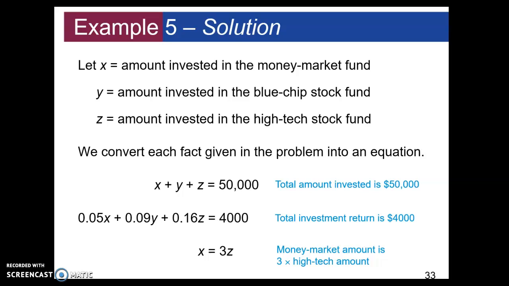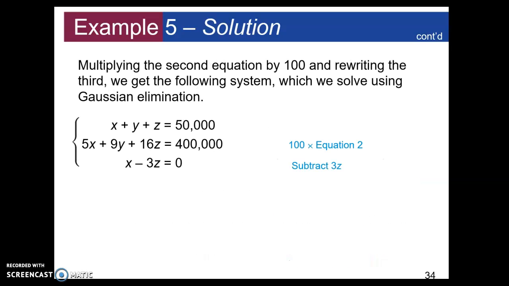Now it's looking pretty good. It's looking like we're on our way to being triangular, but let's get rid of those decimals in that second equation and let's solve that last equation for Z. So I'm going to multiply everything in the second equation by 100. That will move the decimal points to the ends of their number. Now be careful. 4,000 also has to be multiplied by 100. So I'll have 5x plus 9y plus 16z is equal to 400,000 for my second equation. And what I decided to do in my third equation is just get it equal to 0.